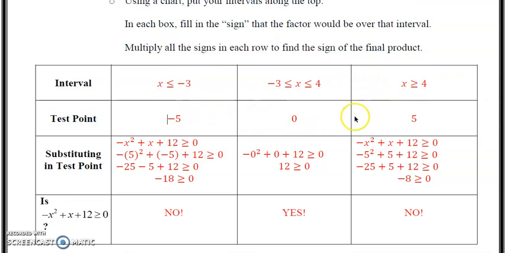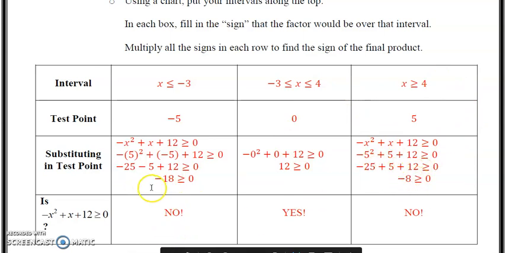Pick a test value. Maybe I should say test point, or test value, whatever the case may be. So it's just an x value that's going to work. Our x value is -5 because that's less than -3. You can pick -4. You can pick -1,000,000 if you want. It doesn't matter. I just try to pick values that are easy. So put -5 in, we get -18 is greater than or equal to 0. That's a no.